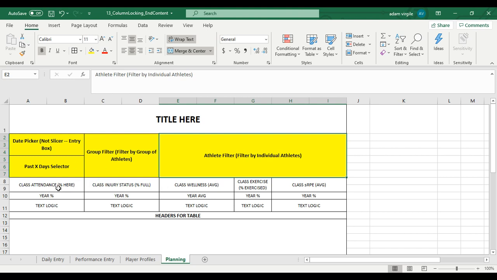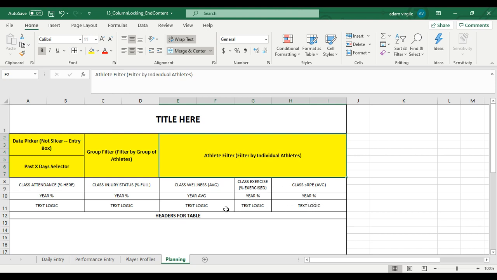After that, we have general information about this day for the cohort as a whole. The class attendance, maybe the percent of the people that are here, the class injury status, the percent of the people that are full. Beneath each of those things are year average percentages so that we can compare what today was like versus the average. And you can look at the rest of the things, and the same concept applies to the class wellness, exercise percentage, and SRPE.